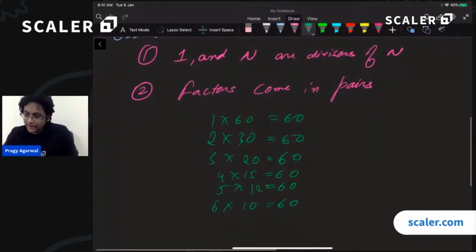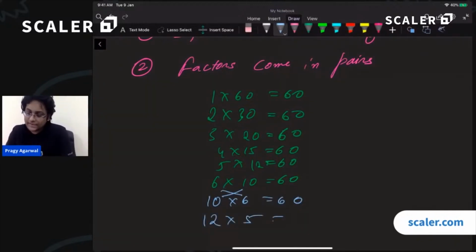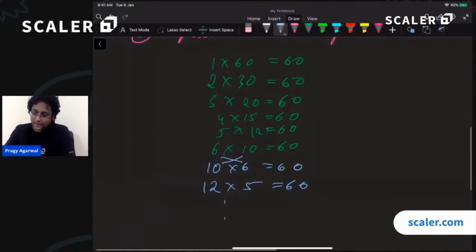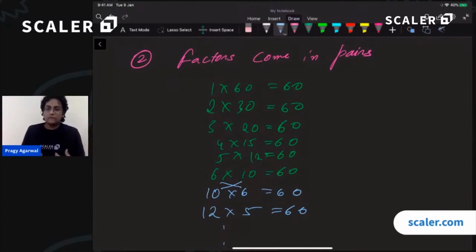And then if I continue from here on, you will see that I will just repeat these things. I will say 10 times 6 is 60. So 10 and 6 have been repeated. Similarly, I will next say 12 times 5 is 60. So after all this, the numbers are being repeated. Is that clear? The factors will always come in pairs. That is the main observation that we draw from here.